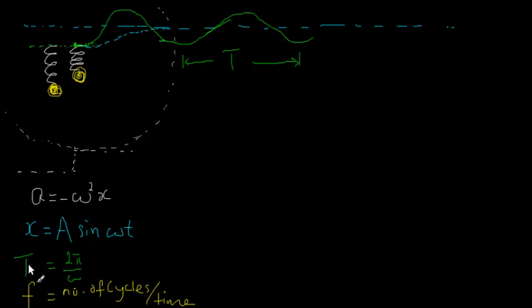So in terms of the period, if I think about the time as one period, then the number of cycles in one period is just 1. So that gives a simple formula relating period to frequency. It's just f equals 1 over big T.